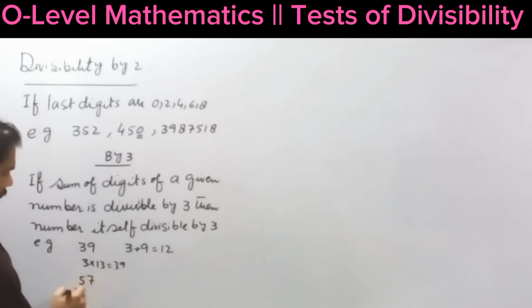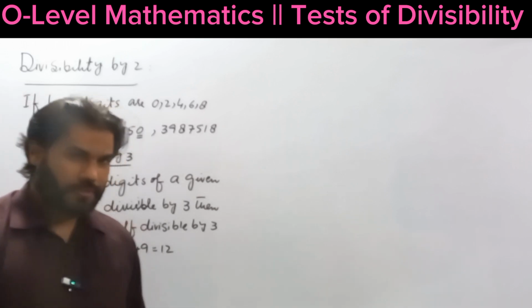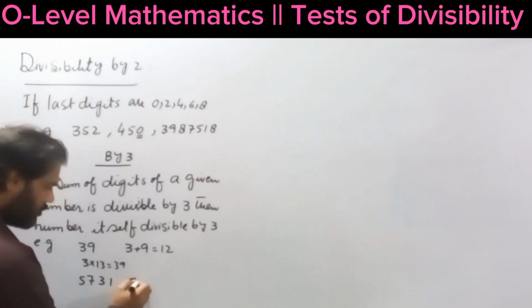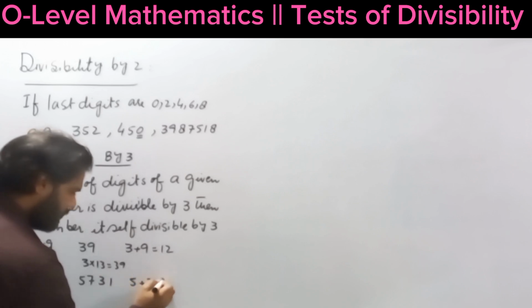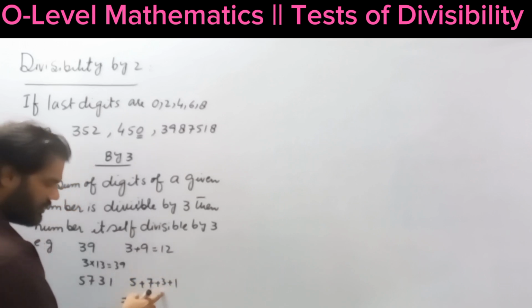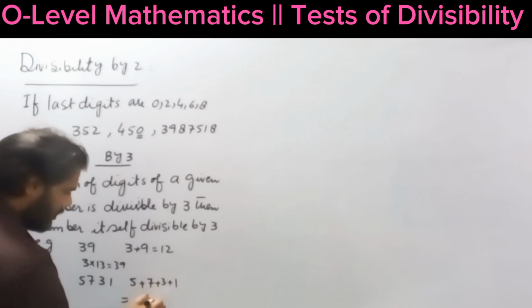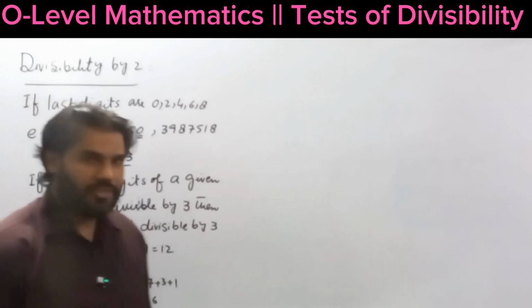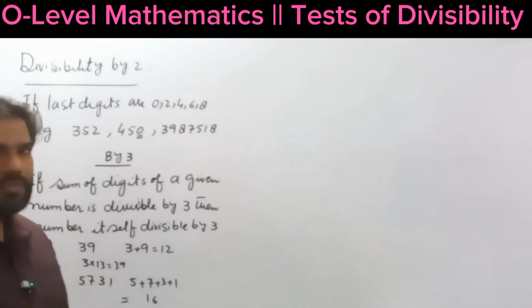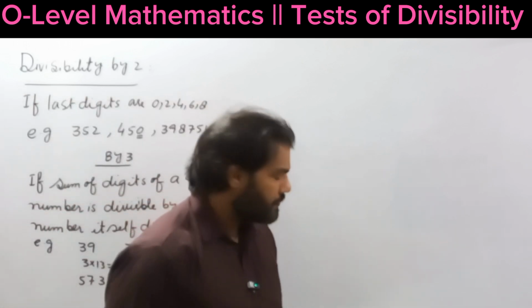Take 5731. Suppose you have to check whether the number is divisible by 3 or not. You only sum the digits of the number: 5 plus 7 plus 3 plus 1. 5 plus 7 is 12, 12 plus 3 is 15, 15 plus 1 is 16. As 16 is not divisible by 3, this number 5731 is not divisible by 3.